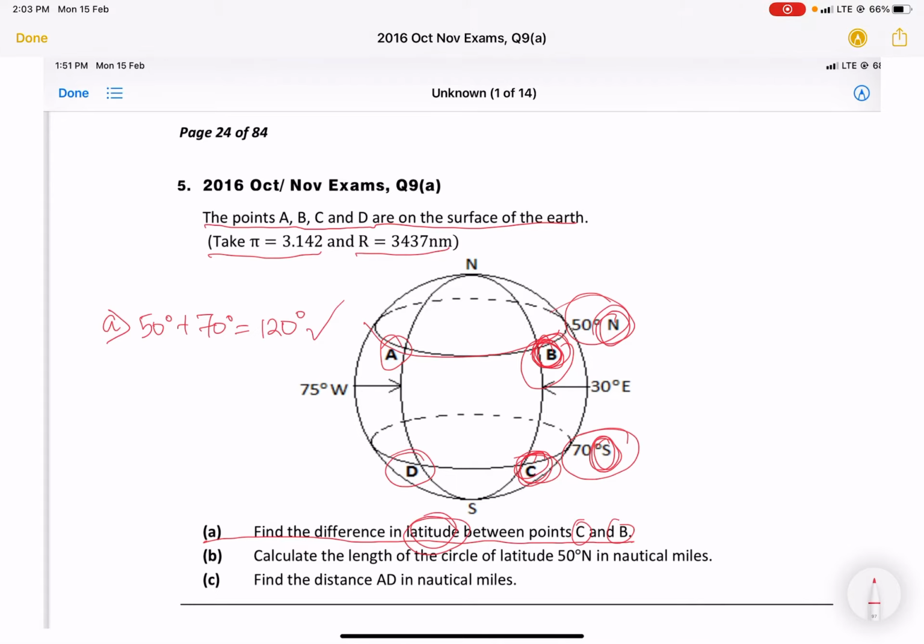Let's go to question B. We are told calculate the length of the circle of latitude 50 degrees north in nautical miles. The length of the circle of latitude is the same as being asked to calculate the circumference, or the perimeter of the circle. You must recall that circumference is equal to 2 pi r in mensuration. We've done mensuration, so circumference is 2 pi r.